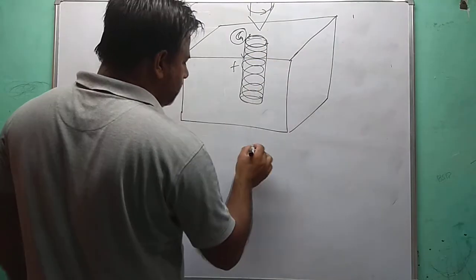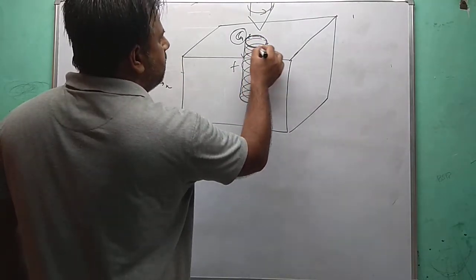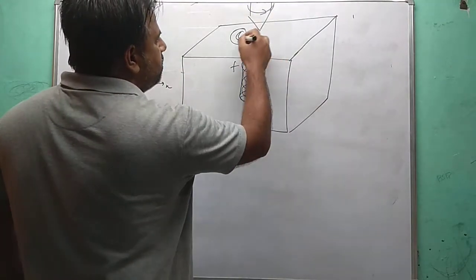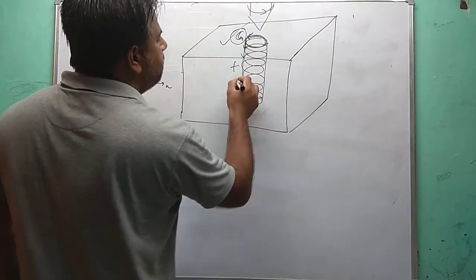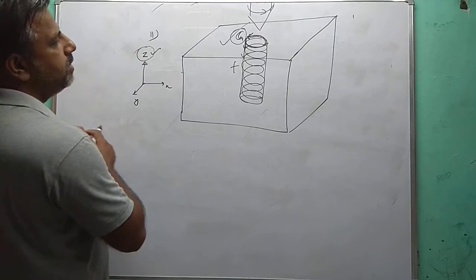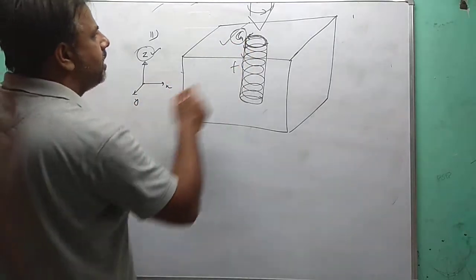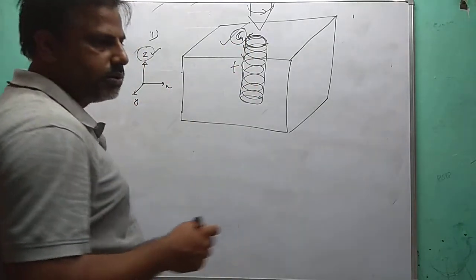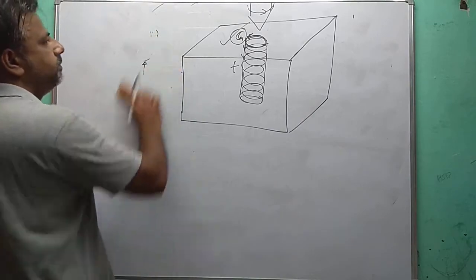So the line generated by the cutting motion is your generatrix, and the line generated by the feed motion, feed meaning mm per revolution, is your directrix. So it will produce the cylindrical type of shape.